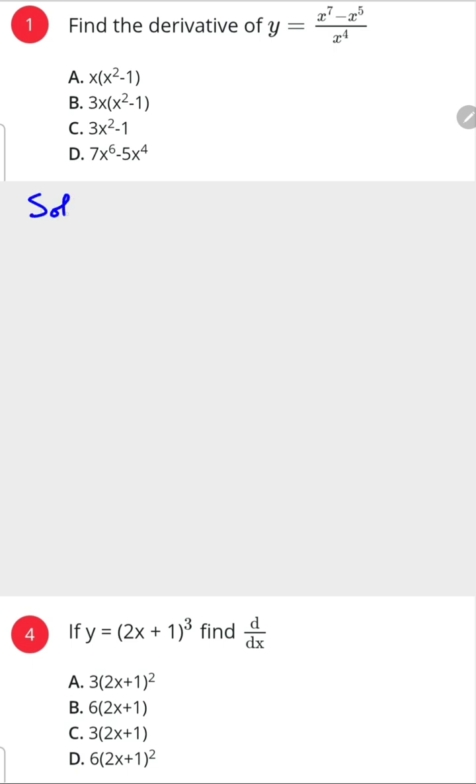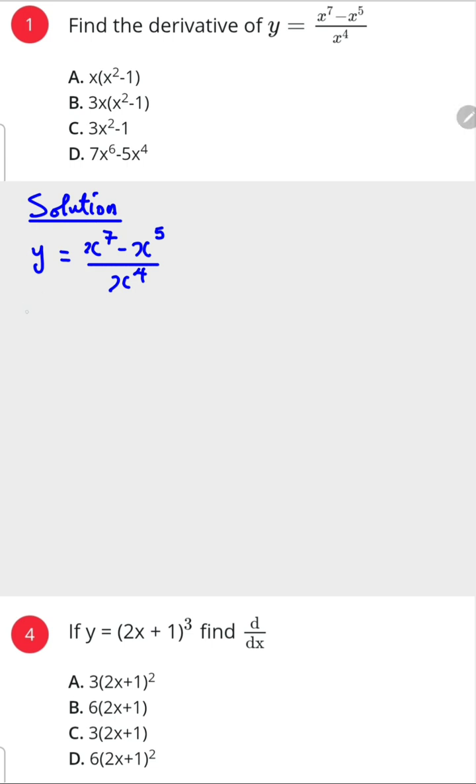For the first question, we have to find the derivative of y equals x raised to power 7 minus x raised to power 5, divided by x raised to power 4. There are things you could do here. You can actually use the quotient rule, but this is very simple, so we don't really need to go to that quotient rule side.